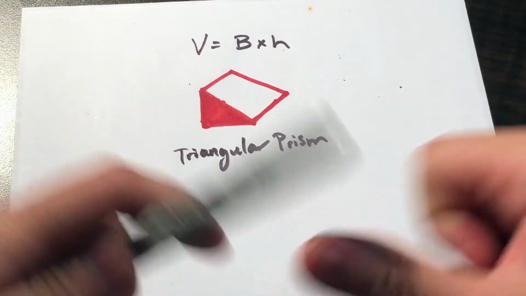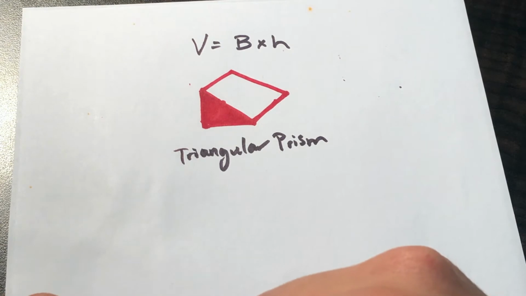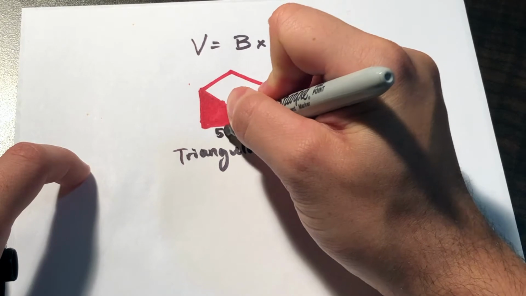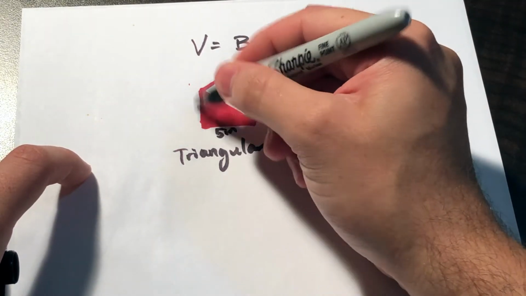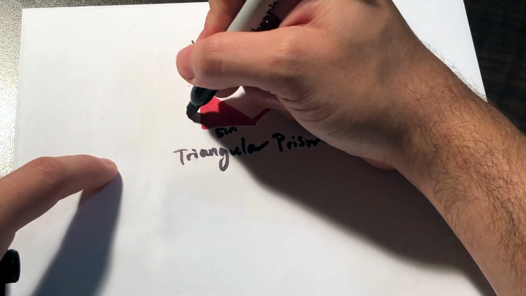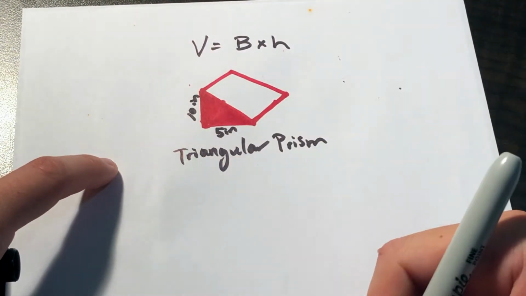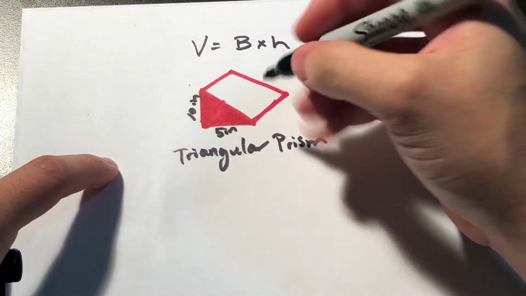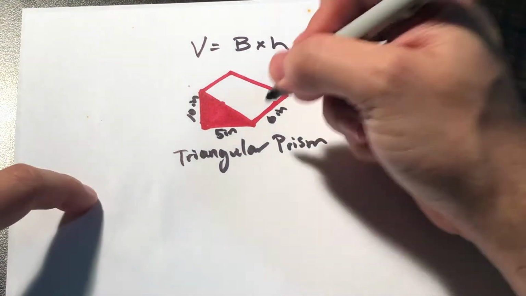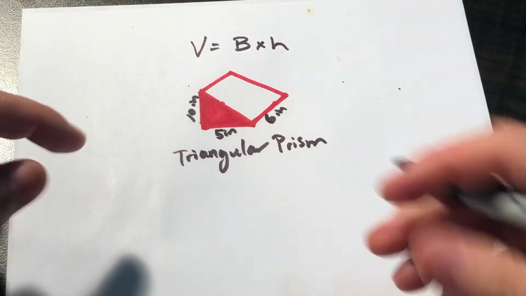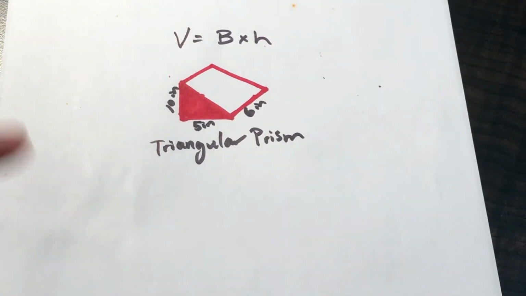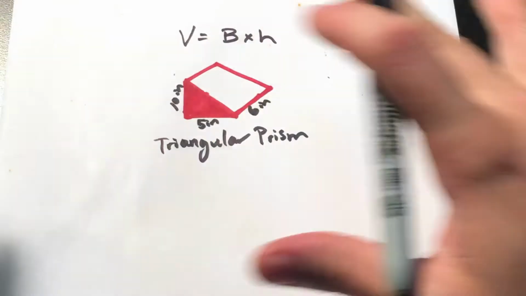So let's put some numbers on here. Let's put 5 inches right here. This will be 10 inches. And then over here, we'll just put 6 inches. How about that? Okay? So I hope that makes sense. All right, Mr. Leon, how do I find the volume of this kind of shape? Guess what, guys? Same formula for a whole nother shape.